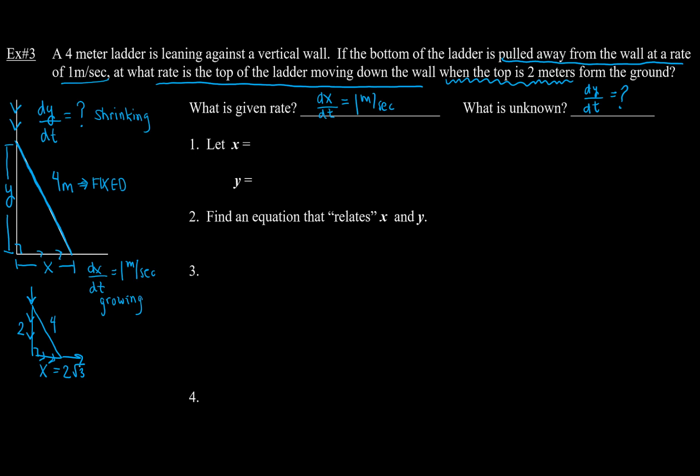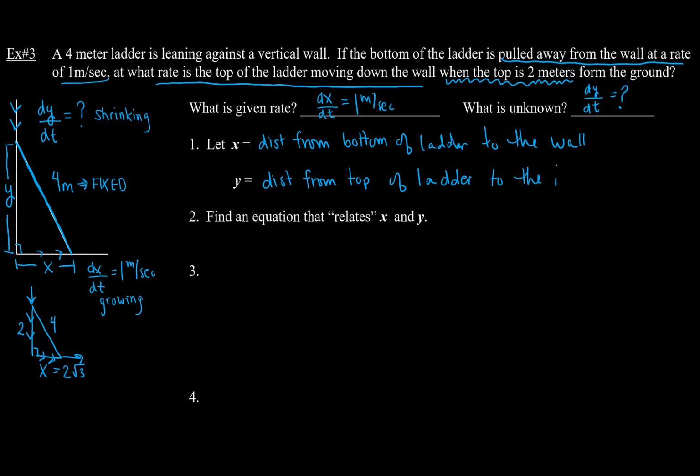All right, so x is labeled on my picture, but it's basically the distance from the bottom of the ladder to the wall, and y is the distance from the top of the ladder to the floor.